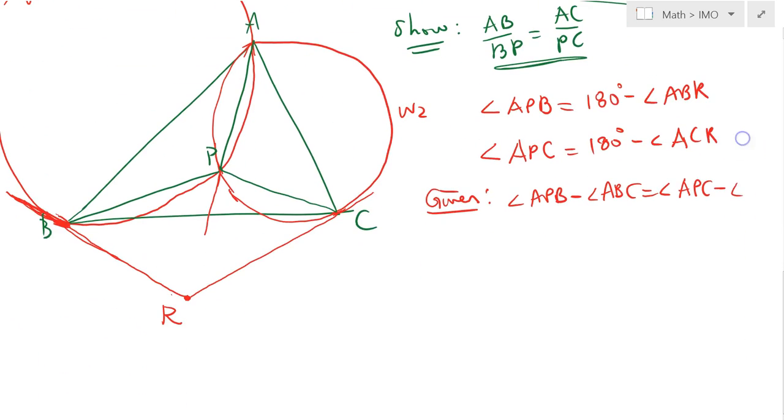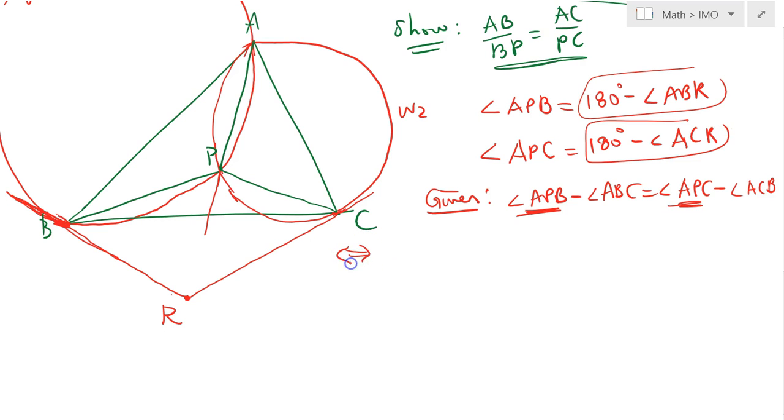Oops, sorry for that. Angle ACB. Now we can replace APB and APC with these two expressions here. So therefore this is equivalent. So this is given that 180 minus angle ABR minus, we still have this one, angle ABC is equal to 180 degrees minus angle ACR minus angle ACB.